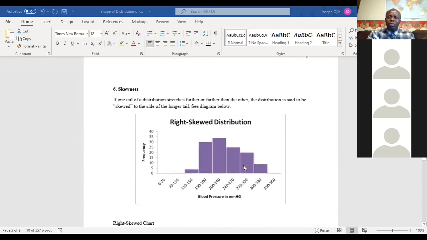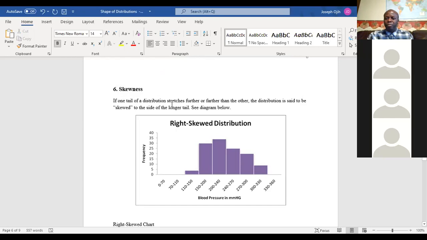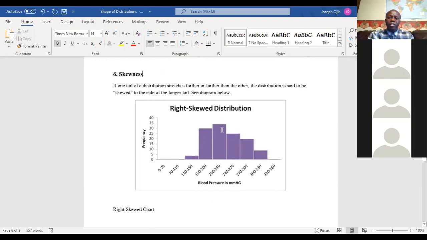Now, sometimes we might have what is called skewness in a distribution. I decided to do this shape of distribution because we did it with our histogram and bar chart. They are the best type of charts to use to illustrate these shapes. So in a skewed distribution, you will see that one tail of the distribution stretches further on one side. For example, here, you can see that it stretches more on the right side from the peak than on the left side.